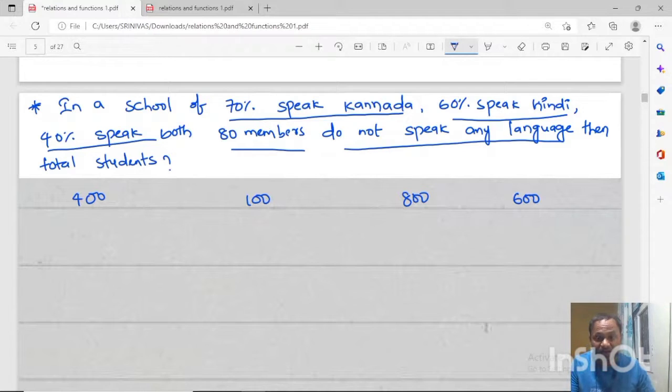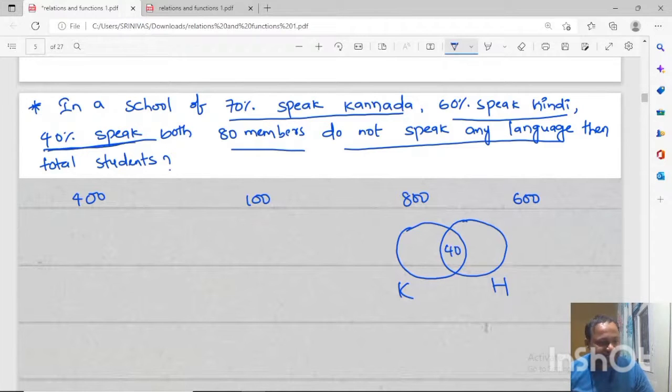Total how many? 70% Kannada. I will draw the diagram. This is a Venn diagram. First, this is about Kannada as well as Hindi. 40% can speak both, so I will take 40 here. Next, 70% speak Kannada means 40, and 70 minus 40 will be 30. After that, 60% speak Hindi means 40 plus 20.